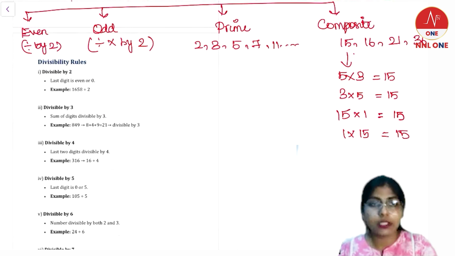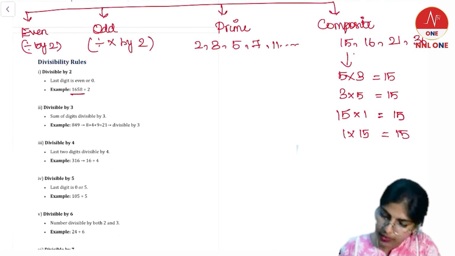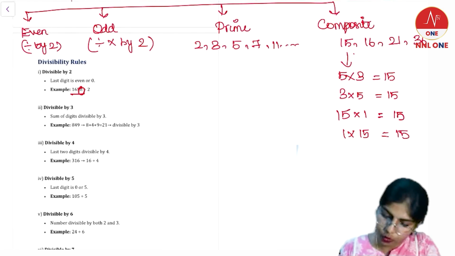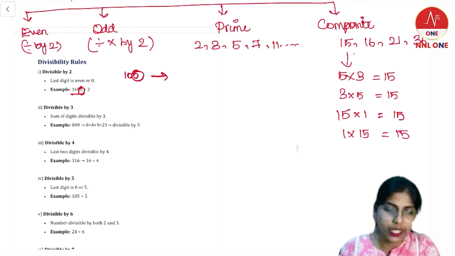Okay. So the divisibility rule of 2. The divisibility rule of 2 is the last digit should be even or 0. Example, 1658. In this, the last digit is 8. So the entire number is going to be divisible by 2. For example, 100. The last digit is 0. So the entire number is going to be divisible by 2 as well.